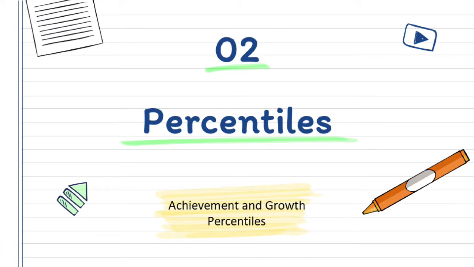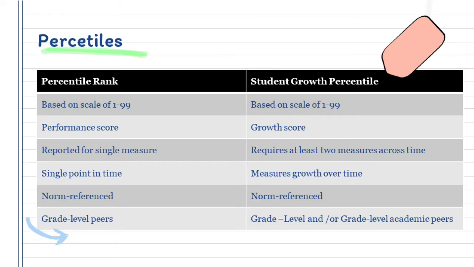Now, we will look at percentiles. Both percentile rank and student growth percentiles are based on a scale of 1 through 99, and both are norm references. The difference is that percentile rank is what is associated with a student's performance or achievement level on a single measure, whereas a student's growth percentile looks at growth across multiple measures over time.